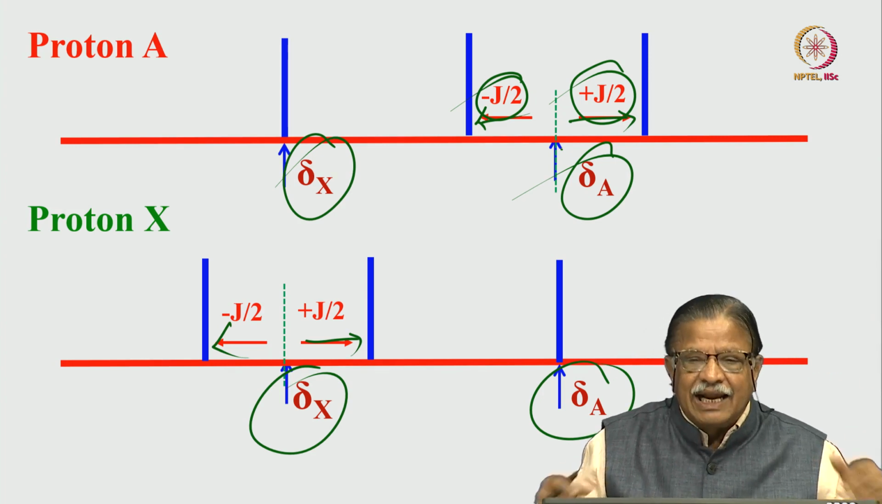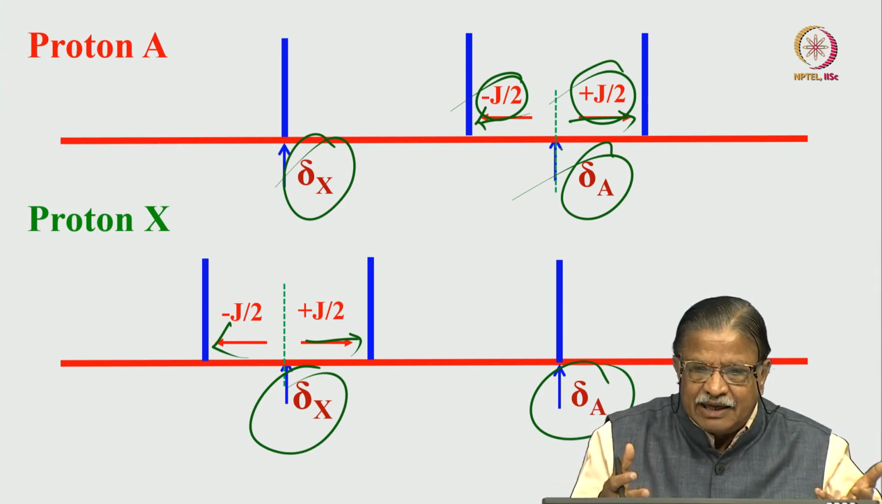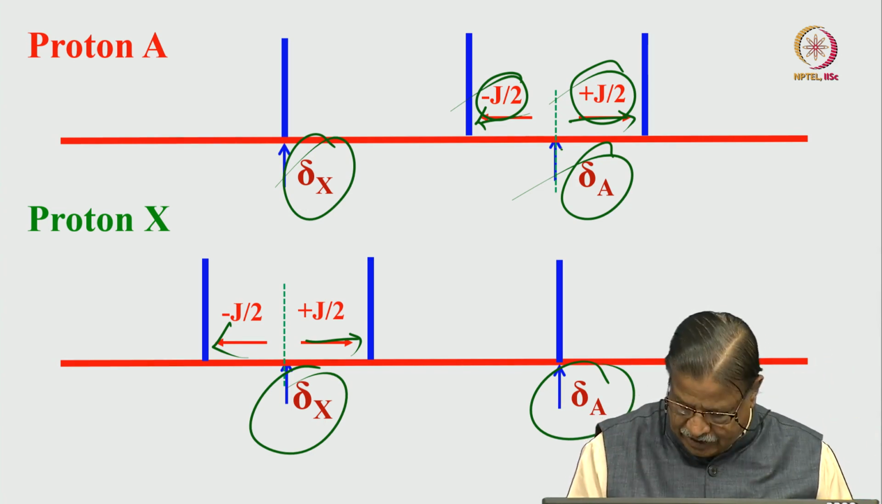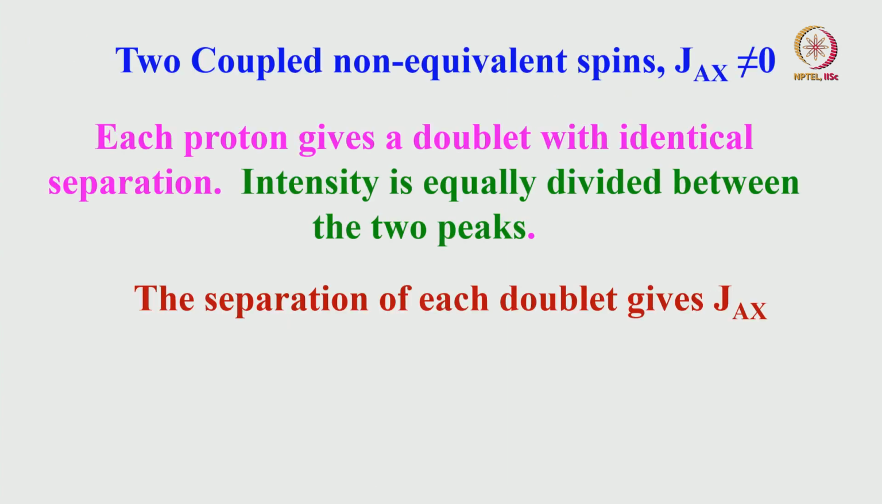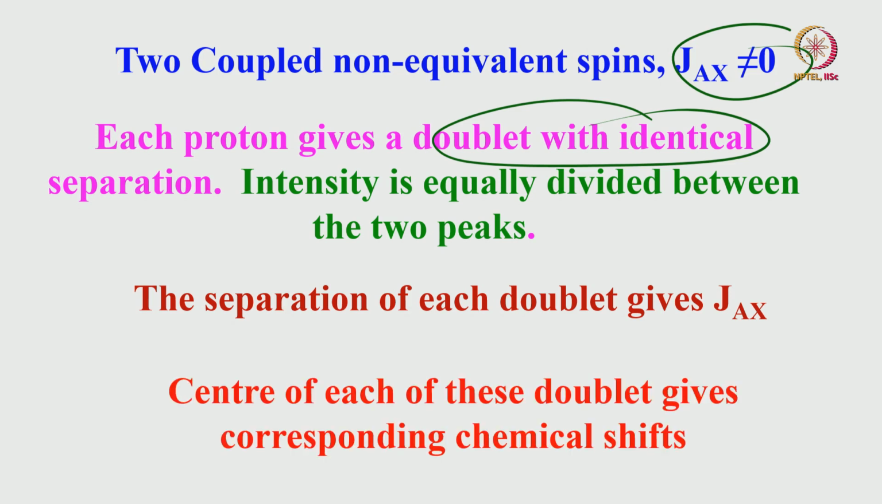This is how I am showing it for individual protons, but in reality both will be simultaneously present. As a consequence, you are going to get two doublets. When two protons are coupled to each other, you are going to get two doublets. Two non-equivalent spins: each proton will split into a doublet with identical separation, and the intensity is equally divided into two peaks, 50-50%. The separation of this doublet is the measure of your coupling strength JAX. That is the thing which you should remember. As I already said, the center of this doublet gives the corresponding chemical shift.